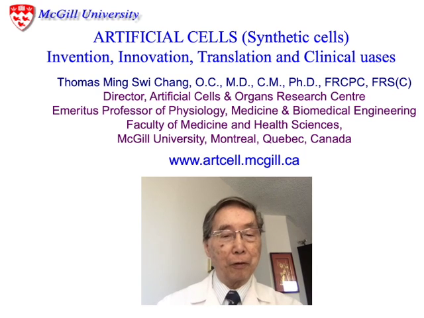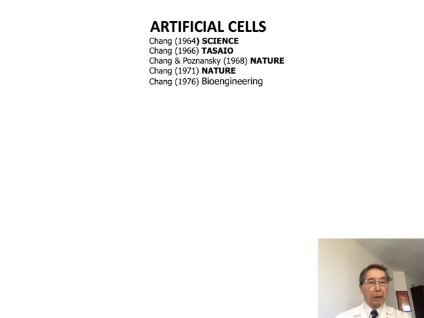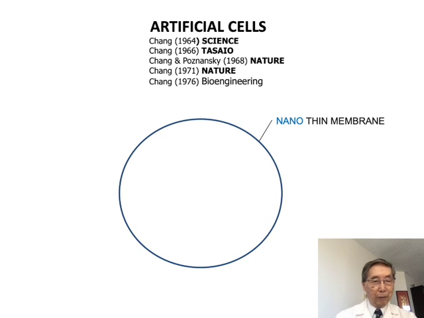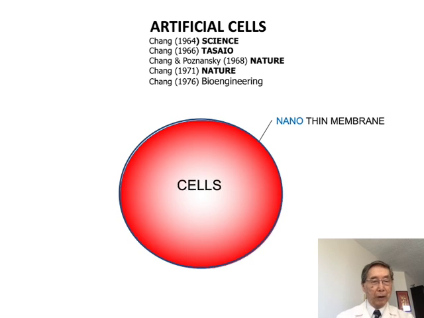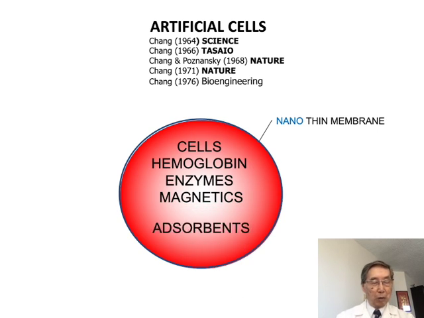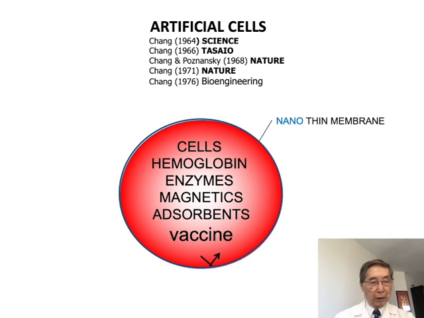First, let's ask the question. The beginning attempt and innovation is done whereby artificial cell of nano-thin membrane can be entrapped with cells, hemoglobin, enzyme, magnetic material, adsorbent, and other things. It's separated from outside, molecule can go in, active part inside, and then come out.